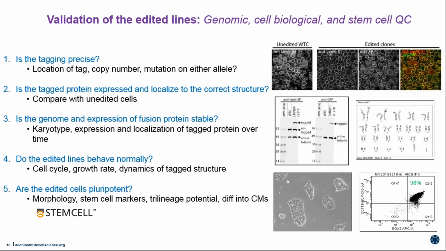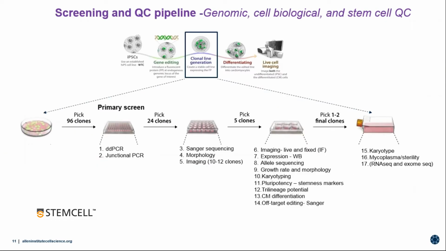And then, since we want to study cardiomyocytes, we terminally differentiate these into cardiomyocytes, and that really gives us even further confidence that these cell lines, even though they're edited, can perform the functions that we expect stem cells to do. So I'll show you what that workflow looks like. I'm not going to go into great detail. There are about 17 different assays we do.